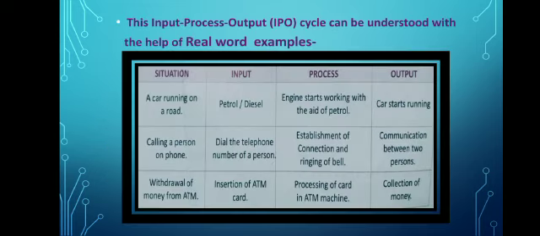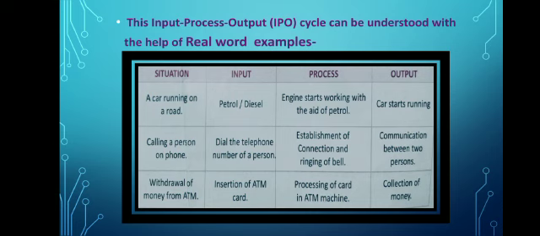Now we are going to discuss the IPO cycle with the help of real world examples. Like we have a situation: we have to drive a car on a road. For this, what will be the input? Input will be petrol or diesel. And what will be the process? Process means the engine starts working with the help of petrol. And what will be the output? The car starts running.